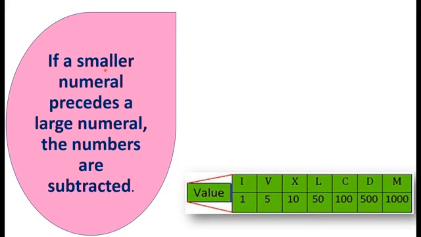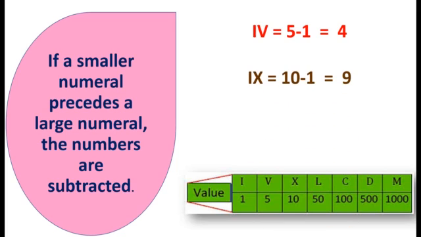The next rule says if a smaller numeral precedes a larger numeral, the numbers are subtracted. That means, as you can see with the example, the smaller one is coming first and then the bigger one is coming afterwards. The smaller one is preceding the bigger one, meaning the smaller one is coming before the bigger value. Then we have to subtract the smaller one from the bigger one. As you can see, this is I and V. The value of I is 1 and the value of V is 5. That is why we have subtracted 1 from 5. So 5 minus 1 is equal to 4.